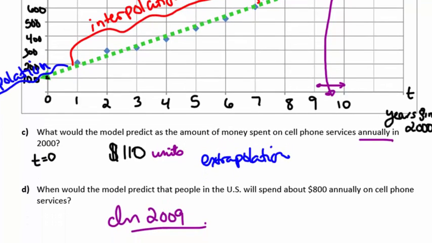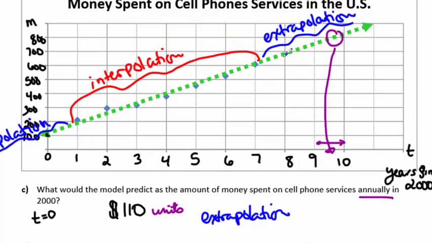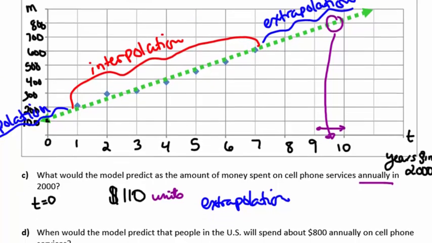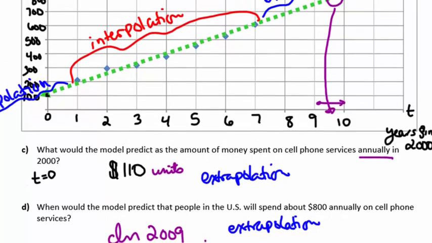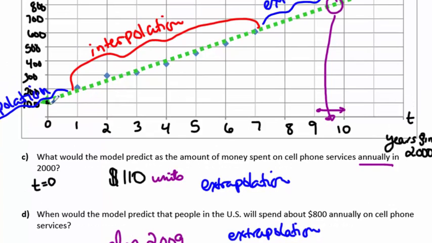Also, in part D, we made that prediction over here at 800 that was outside the data, that was also an extrapolation. While these are both extrapolations, we can say that because the one at t equals 0 was so much closer to the data than the one at 800, a much larger distance to the data, we're more likely to have a reliable prediction for that shorter distance.